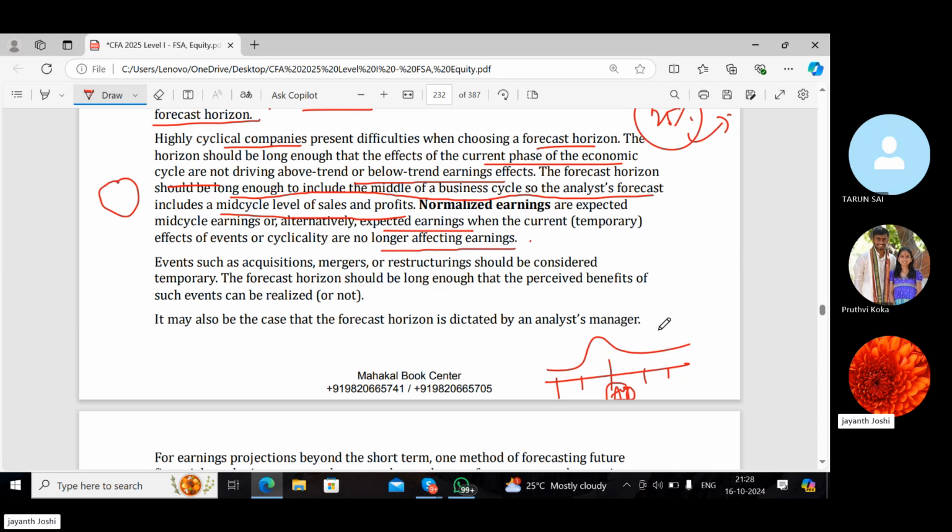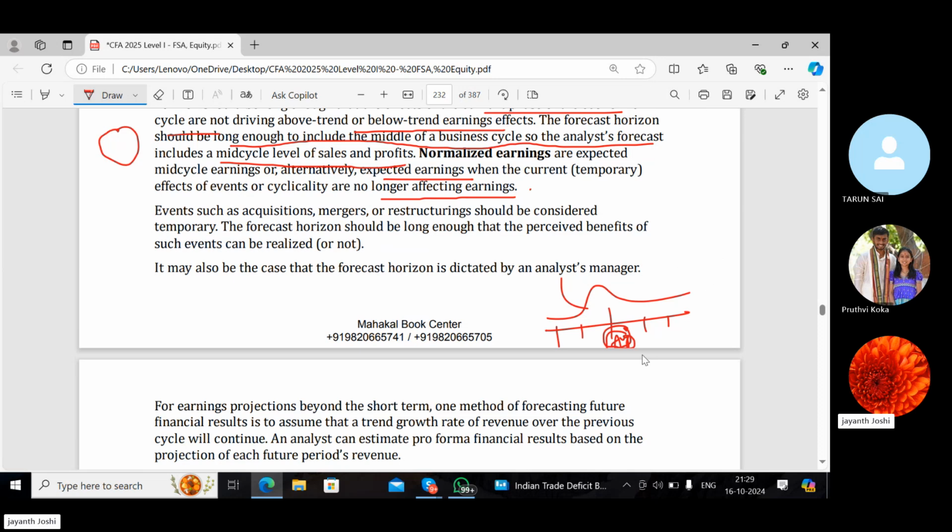So normalized earnings, which you can show on a distribution, are expected mid-cycle earnings. Expected means average, or alternatively, you can use the word expected earnings when the current effects of events, that means some events which can have an impact on your earnings, or cyclicality are no longer affecting earnings. That means there is no impact of any events on your earnings. So this is what normalized earnings are. You have taken all the factors and you have calculated your average earning, by using a probabilistic model, that this much you will definitely expect in the future.